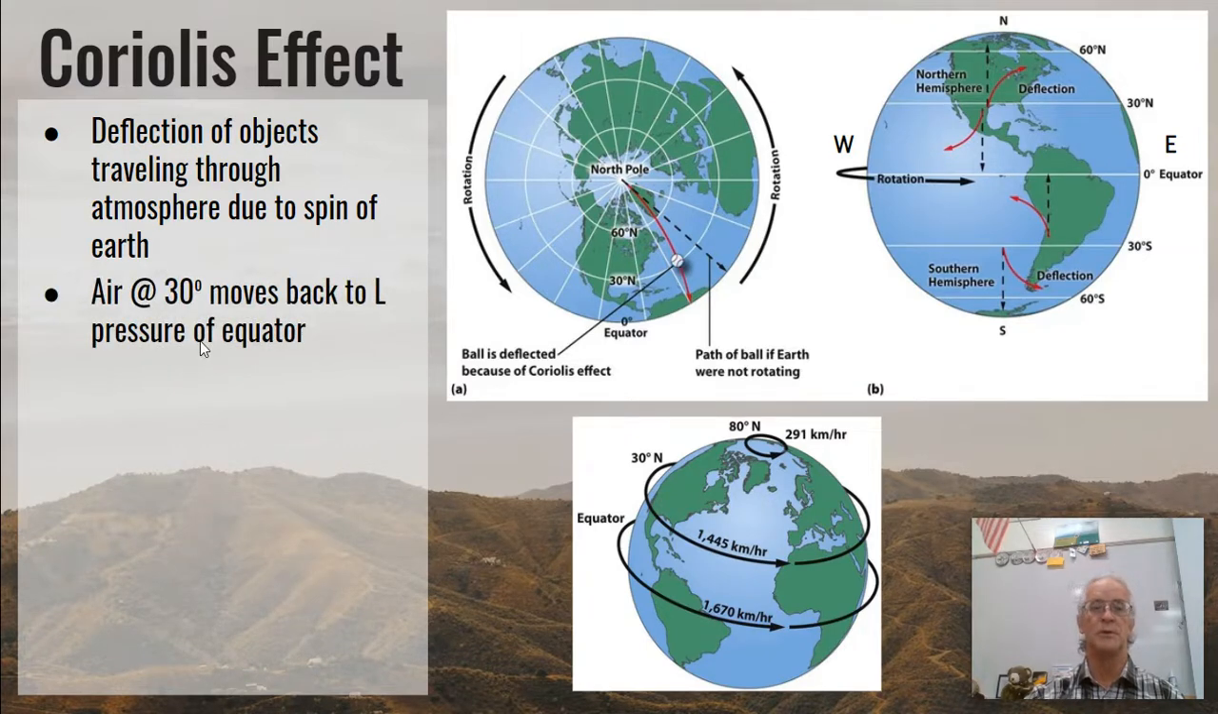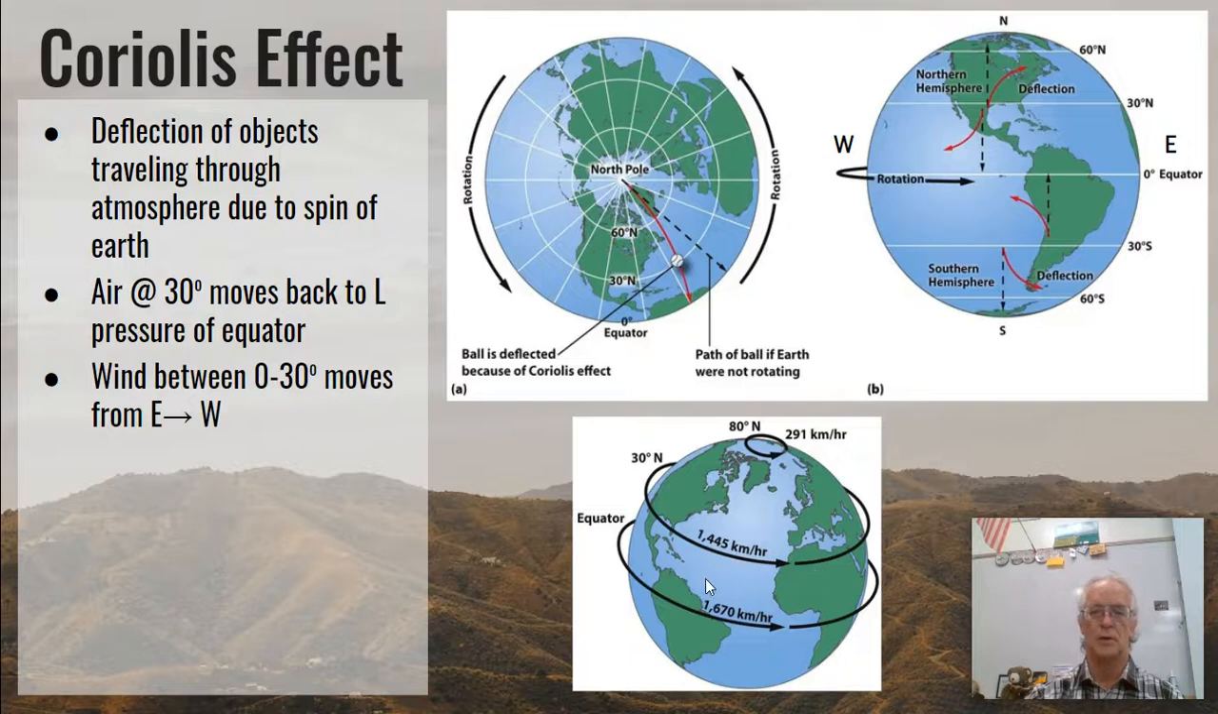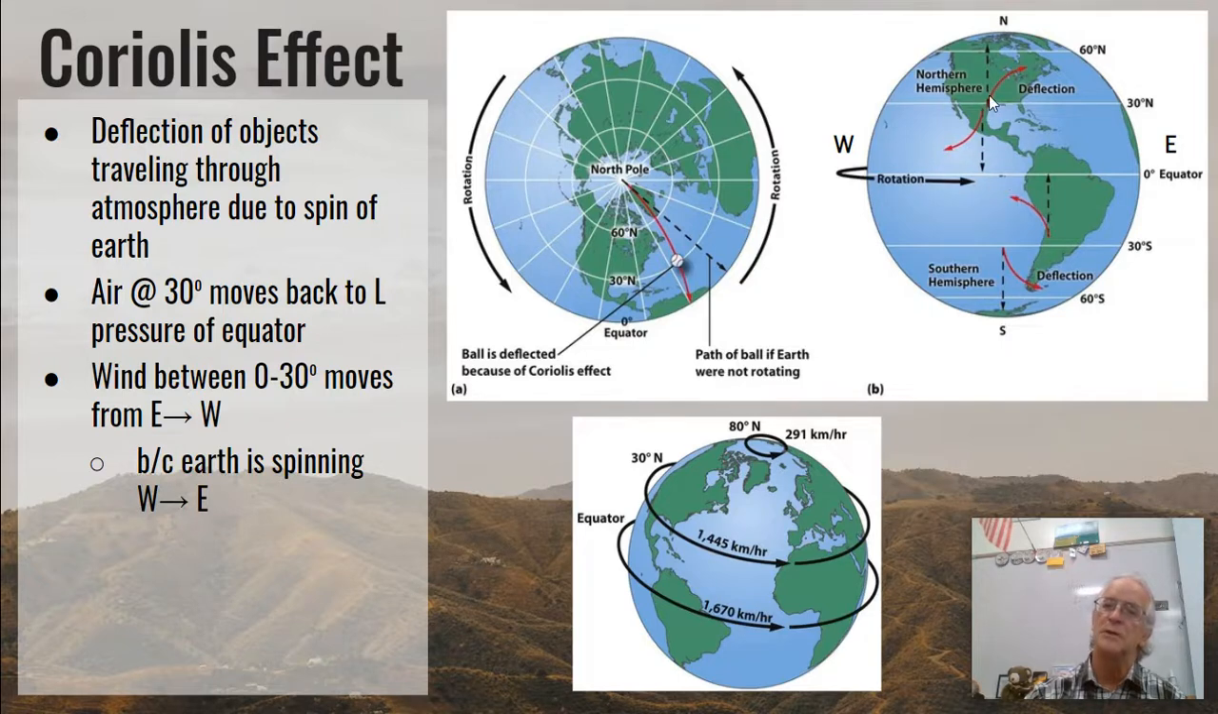Now the next thing you need to remember is that air at 30 degrees moves back to lower pressure at the equator. And so it comes up here and it's going to move south. And it's going to be moving towards the left. Winds 0 to 30 degrees go from east to west because the Earth is spinning this direction, and therefore air can't keep up with the Earth, and therefore it's going to be moving this direction.